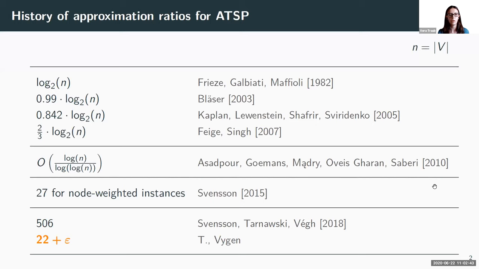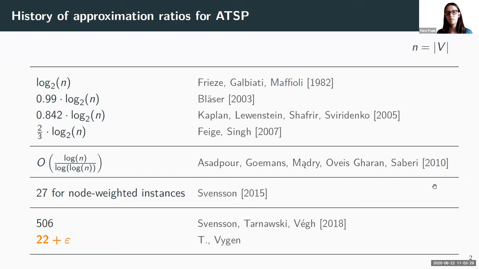The first big breakthrough then was in 2010, where Asadpour and others gave an order of log n over log log n approximation ratio for ATSP. And then there was also another result by Immanuel and Oveis Gharan, which gave a polylog log n upper bound on the integrality ratio of the standard LP relaxation, but this wasn't a polynomial time algorithm, so that's why it's not listed here. And then one very important result was in 2015, where Svensson gave the first constant factor approximation algorithm for a special case of ATSP. These are the so-called node-weighted instances.